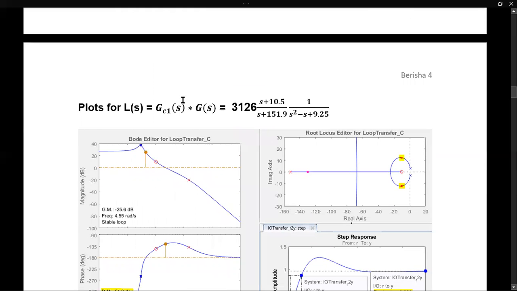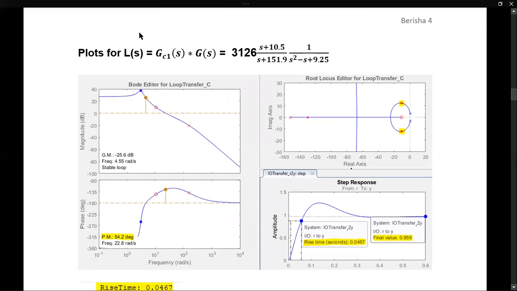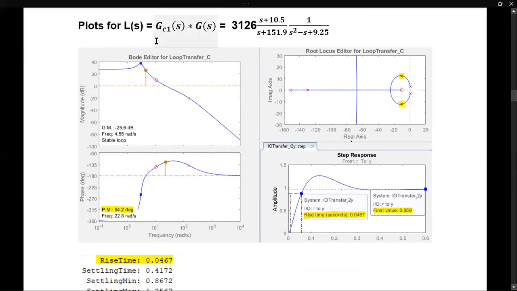Now we'll take the loop function of that, which is the lead compensator we just found times the given G(s), which is written here. And we're going to plot it to see if we met the requirements. If we look at the phase plot, we can see that the phase margin is 54, which is slightly less than our requirement, so that isn't met.